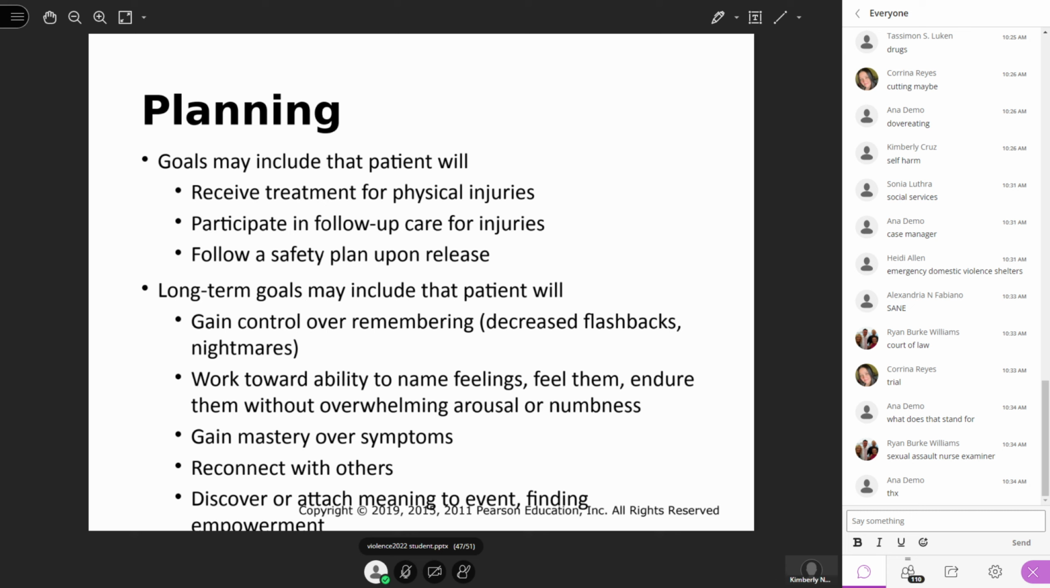Our long-term goal is making sure that the patient gains control over flashbacks and nightmares, works towards being able to deal with the feelings that they have, and is able to reconnect with others, and then eventually, in the long term, finds meaning in life and no longer feels as if they were the victim.